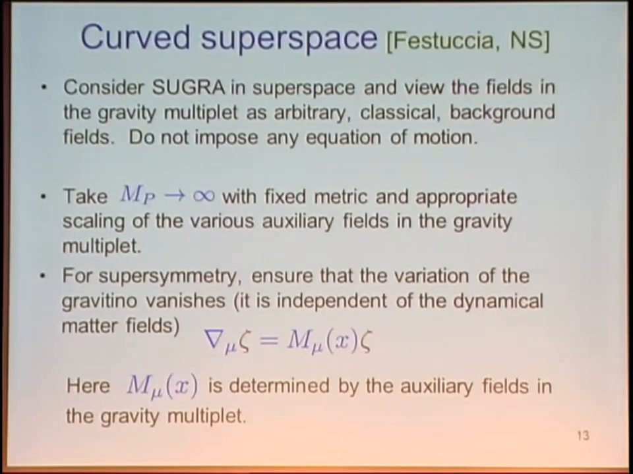So the cast of characters in our story are various dynamical fields which appear in the Lagrangian. They fluctuate, they're quantum mechanical. And a bunch of classical background fields, obviously the metric. And the novelty is that we have a bunch of fields which are auxiliary in supergravity, but in this case, they're precisely on equal footing with the metric.